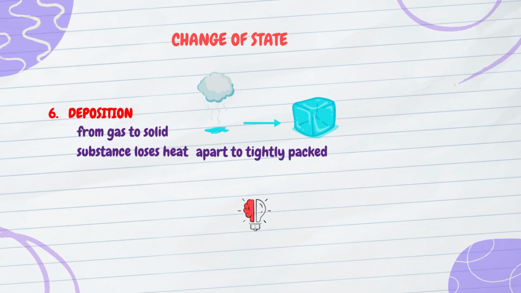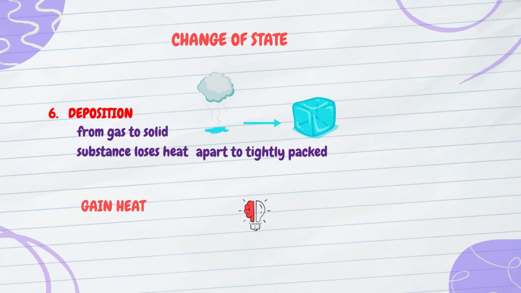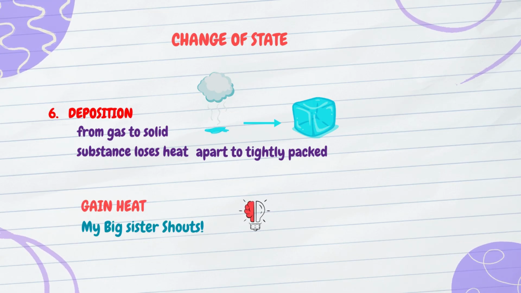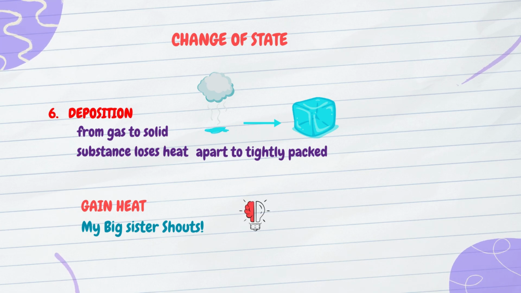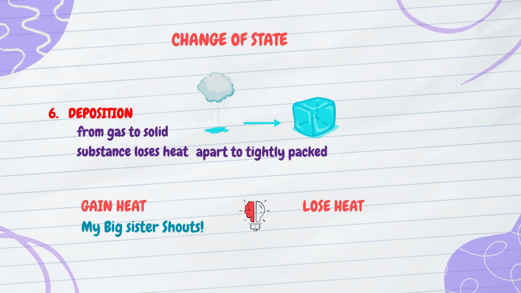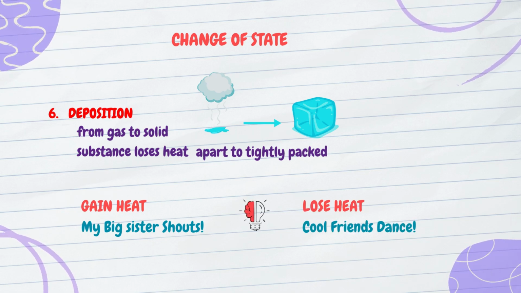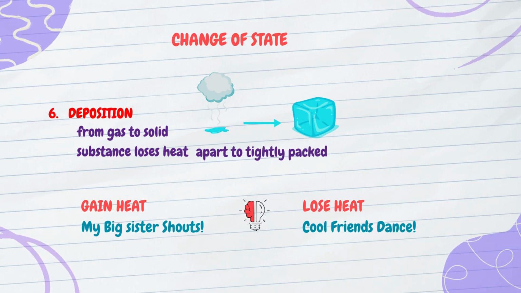Here's a mnemonic tip. To remember changes that gain heat, use my big sister shouts: melting, boiling, sublimation. And those that lose heat? Easy, cool friends dance: condensation, freezing, deposition.